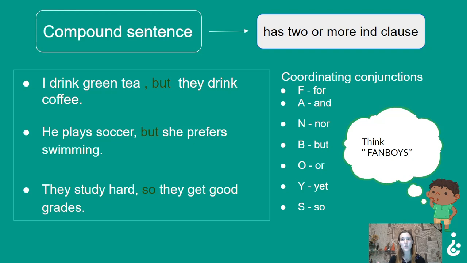Compound sentence has 2 or more independent clauses. I drink green tea, but they drink coffee. He plays soccer, but she prefers swimming. They study hard, so they get good grades. Coordinating conjunctions: F, for, A, and, N, nor, B, but, O, or, Y, yet, S, so. Or shortly, you can remember it as FANBOYS.